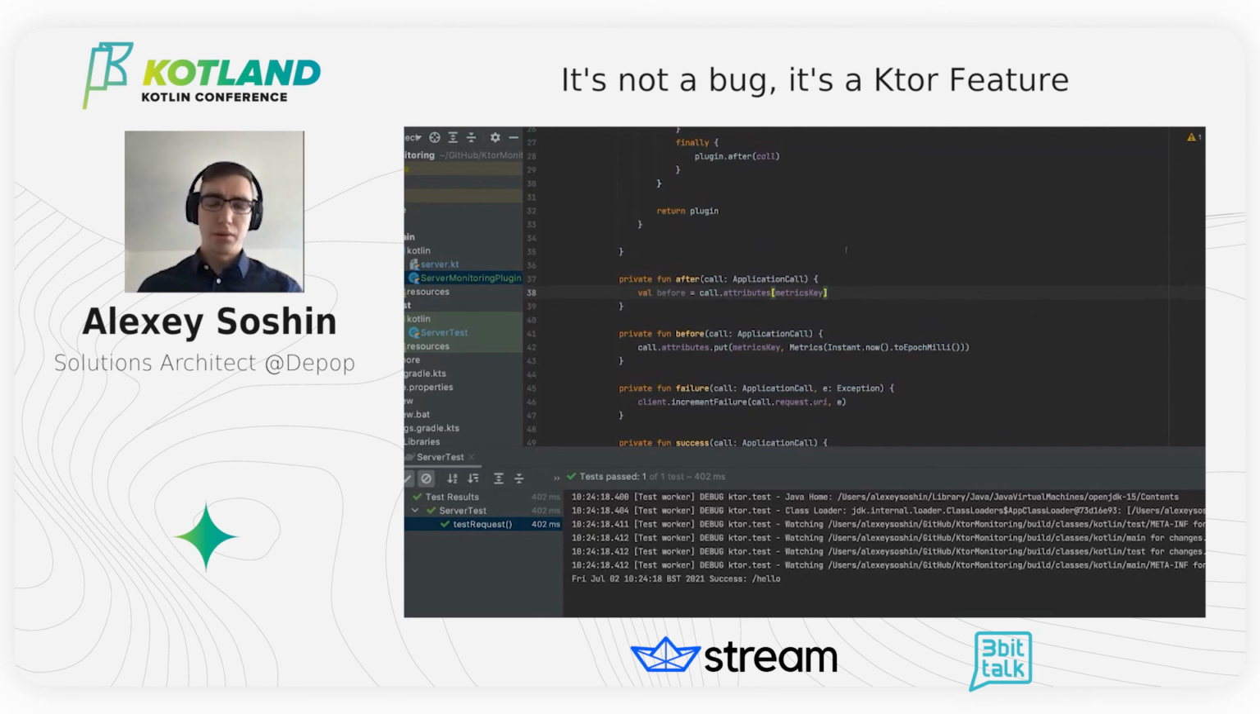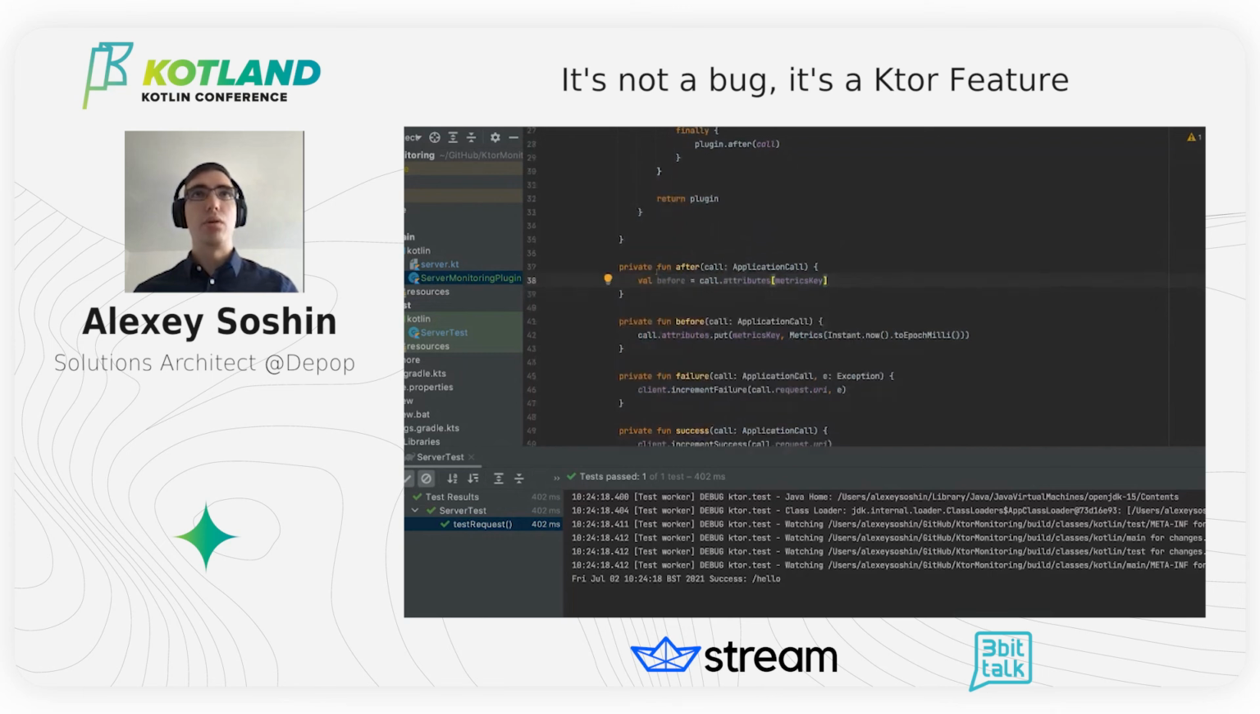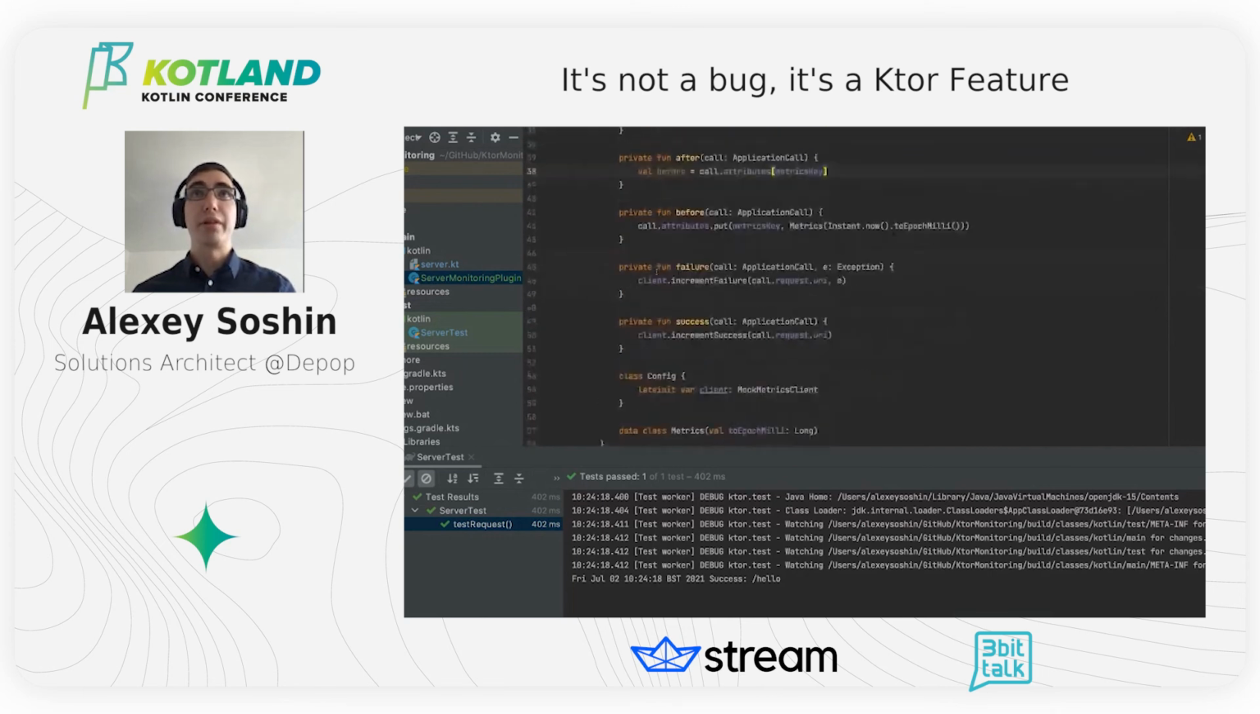There are two benefits of the pattern. First, it doesn't use something like a thread local because Ktor is using coroutines and you cannot rely on threads. And second is that this is already typed. So we get exactly the type we want. So this is already of the type of metrics.